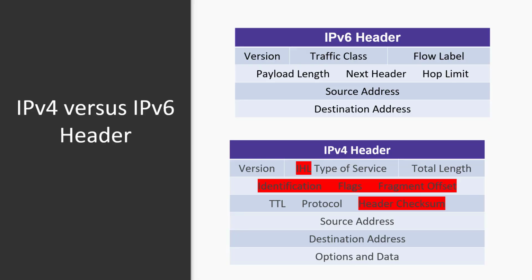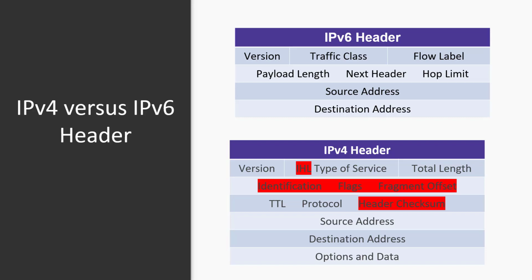Let's compare IPv4 and IPv6 headers. The IPv6 header is much simpler than the IPv4 header. We don't have the header length. We don't have any fields related to fragmentation, such as identification, flags, and fragment offset. We don't have the header checksum. The hop limit in the IPv6 header is just another name for TTL, or time to live.